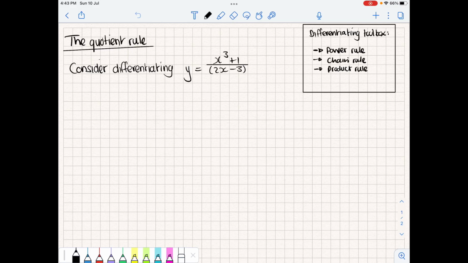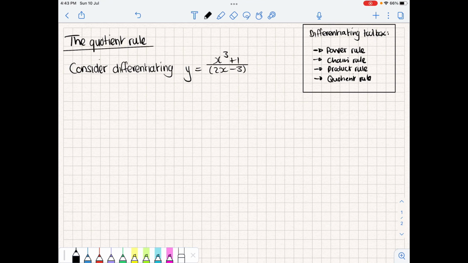So, following on again, we're just going to learn a new rule, okay? In the last lesson we looked at the product rule, and now we're going to add a further rule, and this is going to be the quotient rule. Okay, so we have all these new tools that we can use to differentiate all sorts of functions. So let's have a look at the function here.